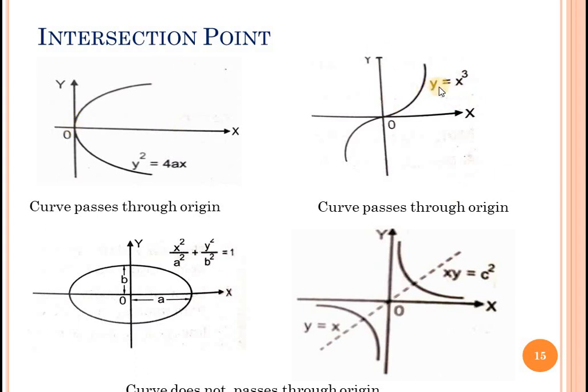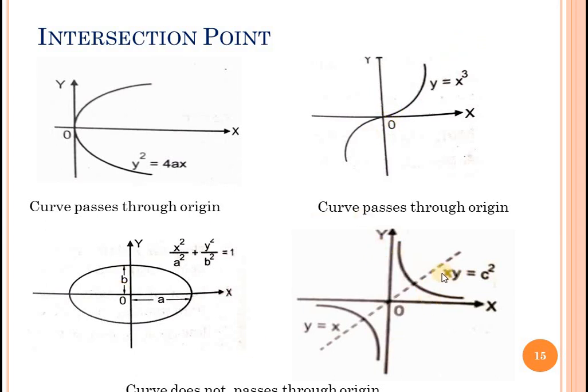Here also, when I put y is 0, I get x is 0. So the curve intersects the x-axis at the origin. When I put x is 0, y becomes 0. So the curve intersects the y-axis also at the origin. And 0, 0 satisfies this equation. It implies the curve passes through the origin.